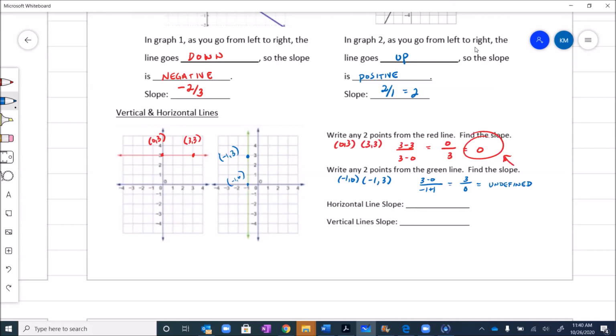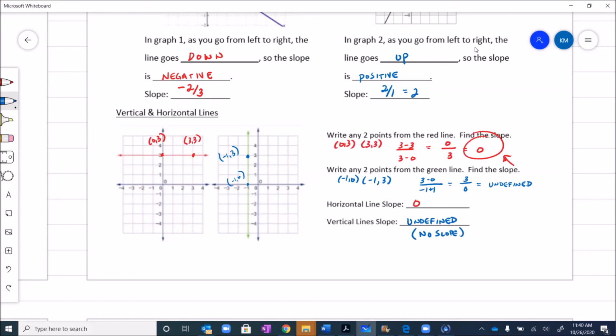And so what is the slope for a horizontal line? The slope of a horizontal line is 0, all the time. Every line that goes horizontal, that slope is 0. What is the slope for a vertical line? That slope is undefined. You might even see it referred to as no slope, because we can't divide by 0. All right, so there you go.